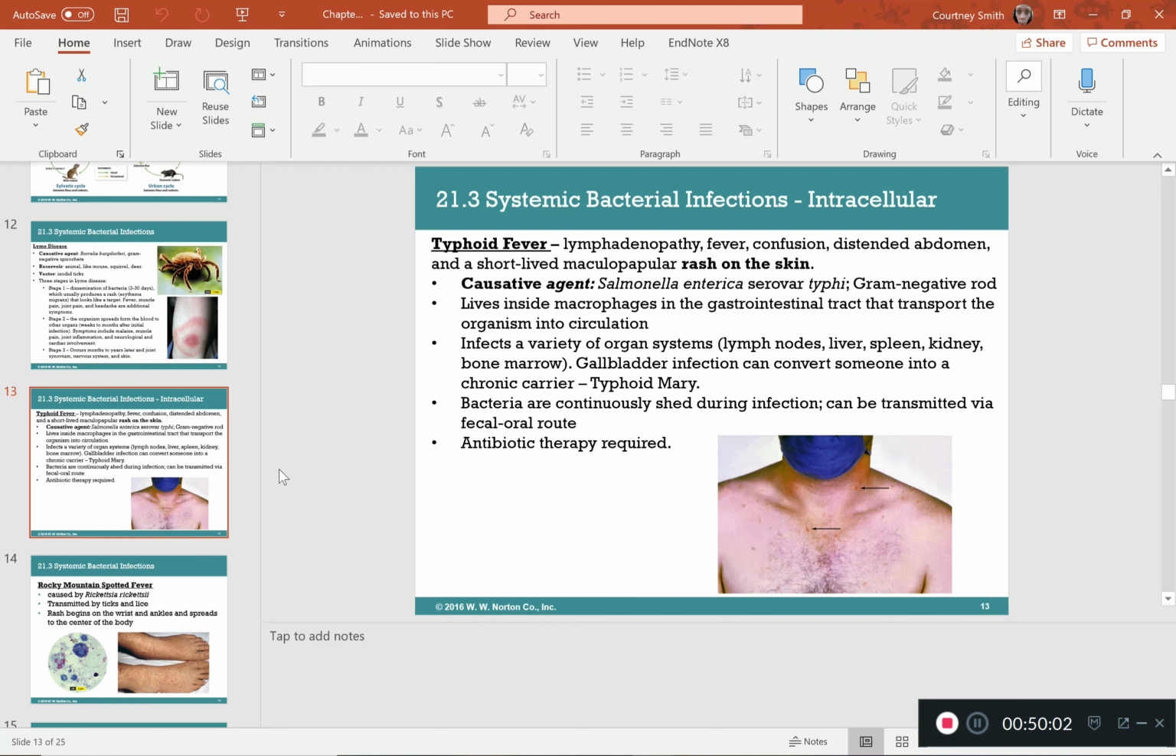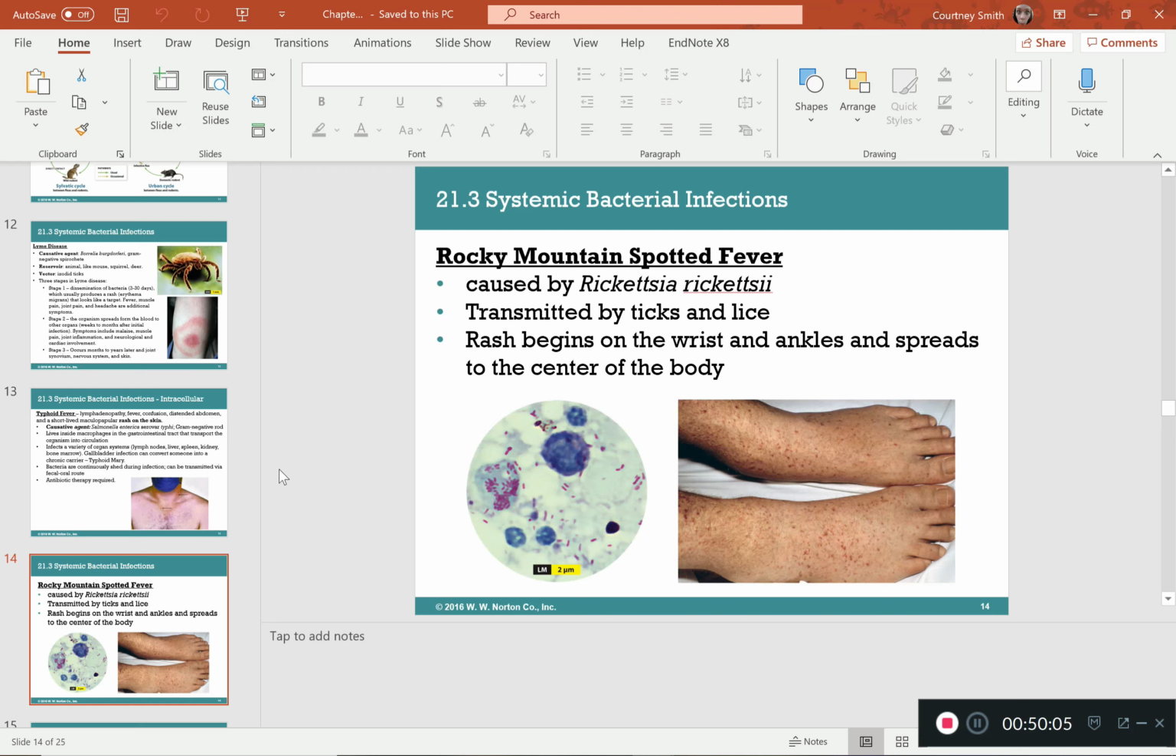Okay, so Rocky Mountain spotted fever. So Rocky Mountain is caused by R. rickettsii. So this is also transmitted through tick bites or lice, kind of like Lyme disease. But the difference is their rashes. So their rashes will present differently. So with Lyme disease, you get that bullseye, whereas with R. rickettsii, you get pretty much red dots around your wrists, ankles, and then it can spread to the center of your body, so to your torso. So that's the main difference between Rocky Mountain fever and Lyme disease, their rash presentation. Okie dokie.